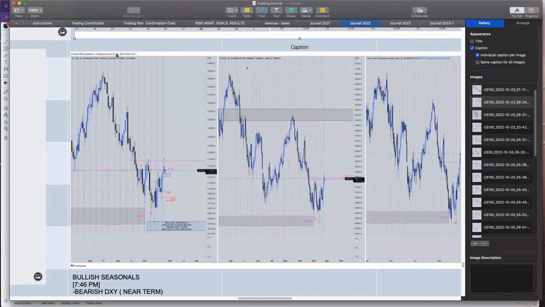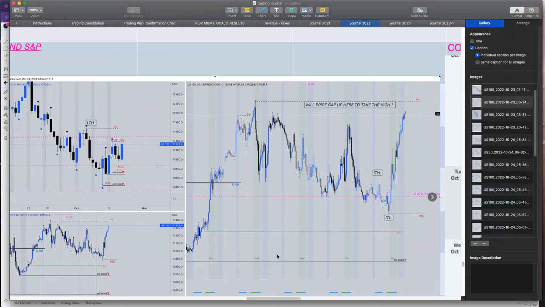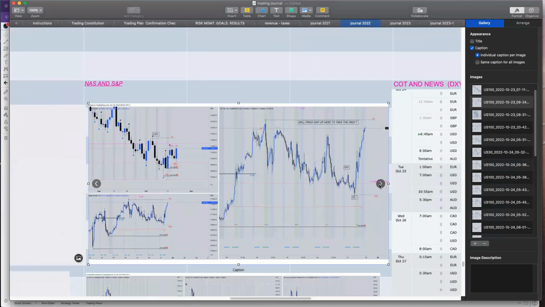October 25th. Okay, that was, I believe, wait, October 25th. Let's go see. Okay, October 25th was when I took the screenshot. All right. Oh wait, that's this screenshot. That's the wrong one. Whoops. October 23rd. That is Sunday. That's last Sunday before the market opened. Will price gap up here to take the high? Let's find out.